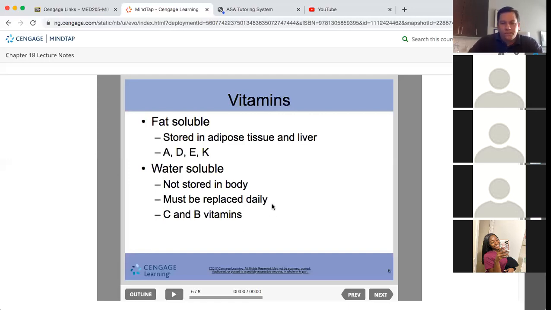Vitamin B12 is vital for the production of red blood cells and genetic material. You can find it in liver, kidney, milk, fish, and muscle meats.